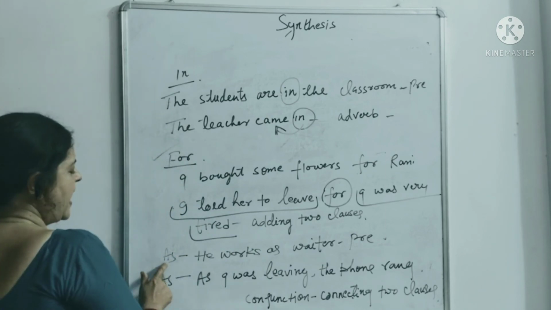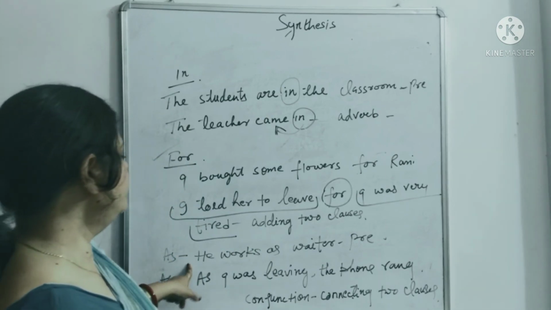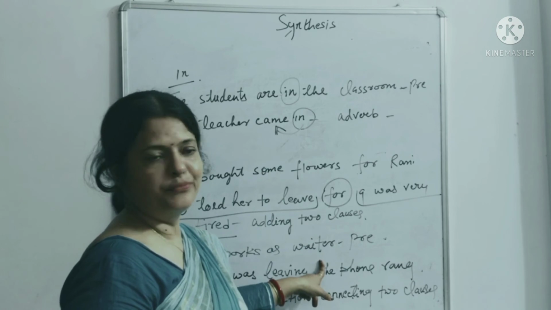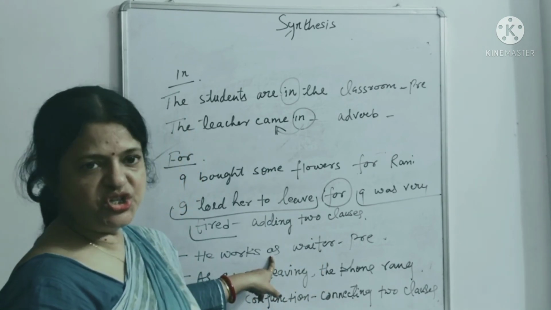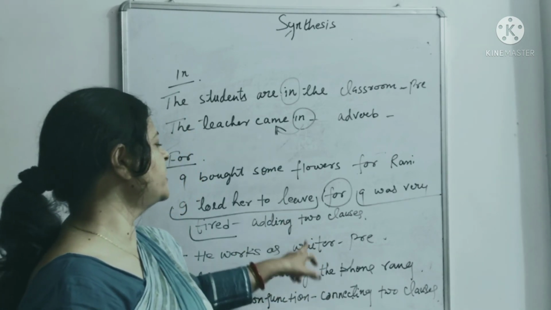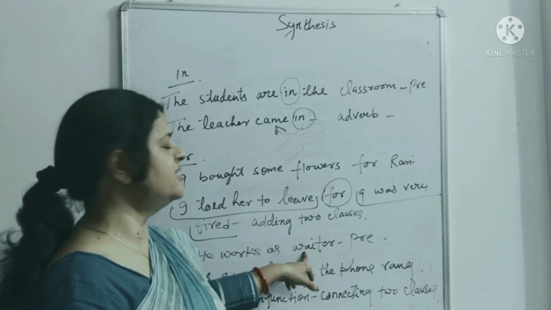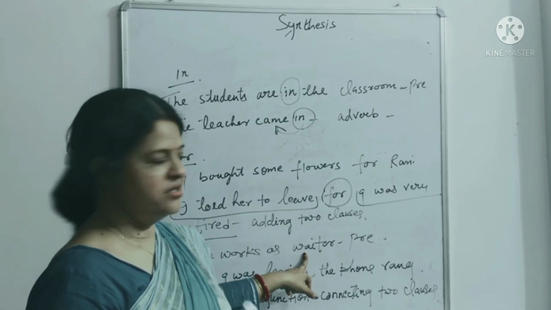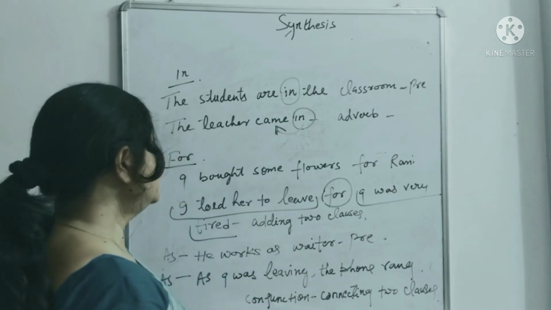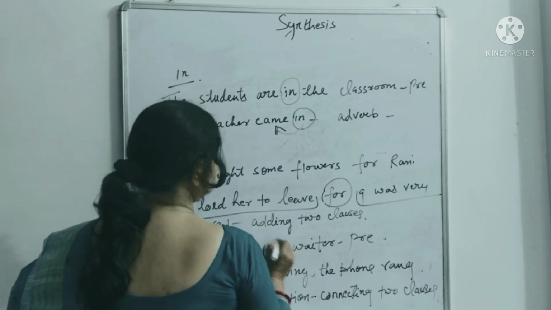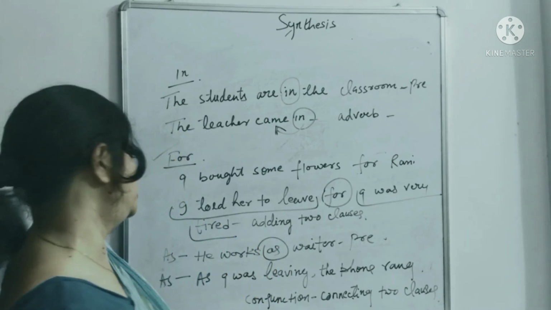Now, as he worked as waiter. So as is a preposition. Why is it a preposition? Because right after this as, we see there is a noun, waiter. So that is why this as is being used as a preposition.